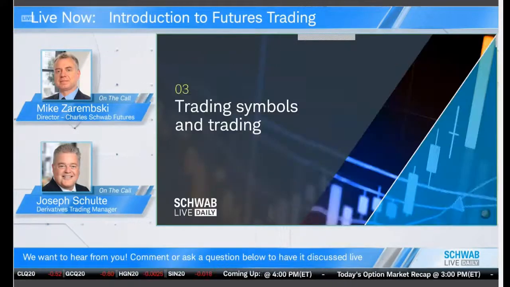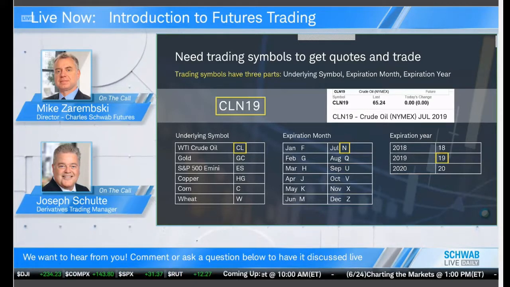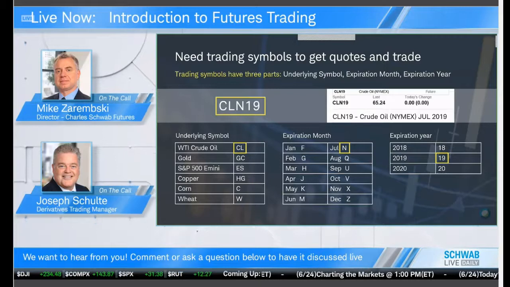Let's talk a little bit about trading symbols. Now, futures symbols are made up of three parts. The first part is what we call the root symbol. All of our futures contracts have a unique root symbol associated with it. Normally, they're alphabetic, however, some contain numerals, and they're between 1 to 4 characters in length.